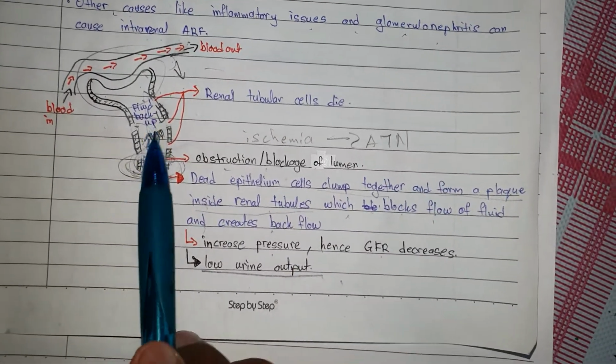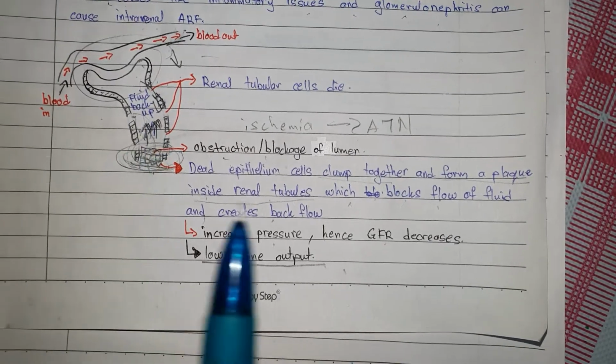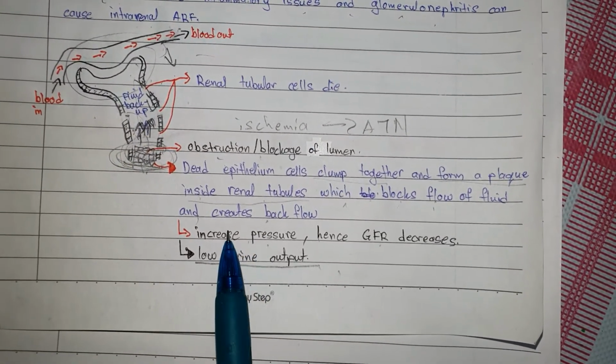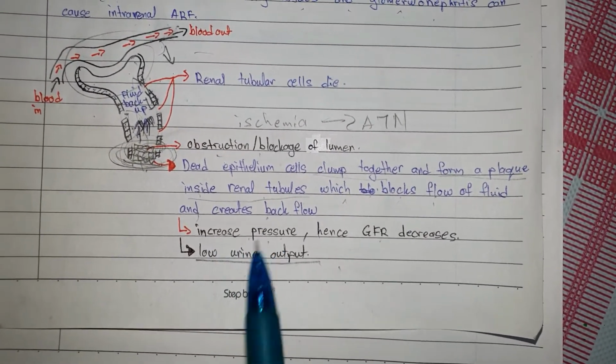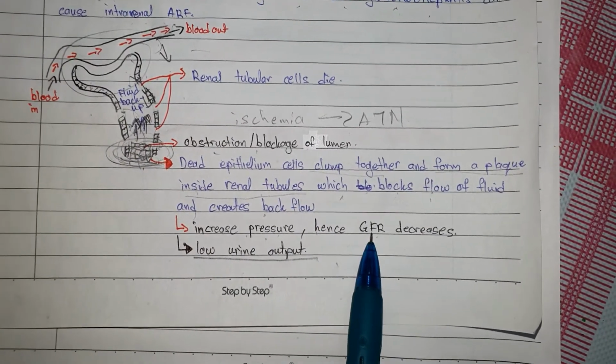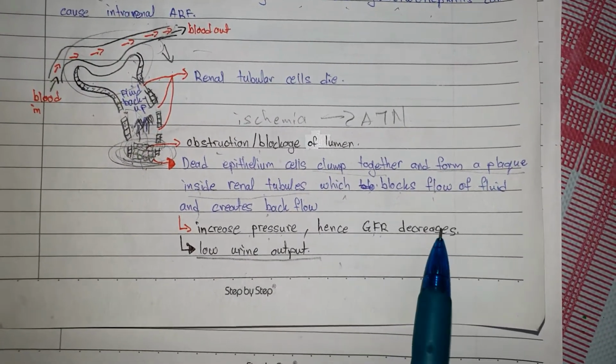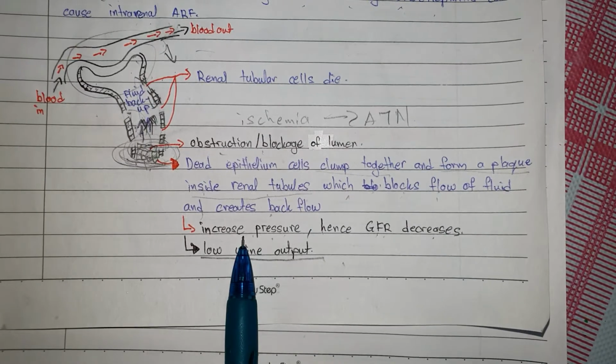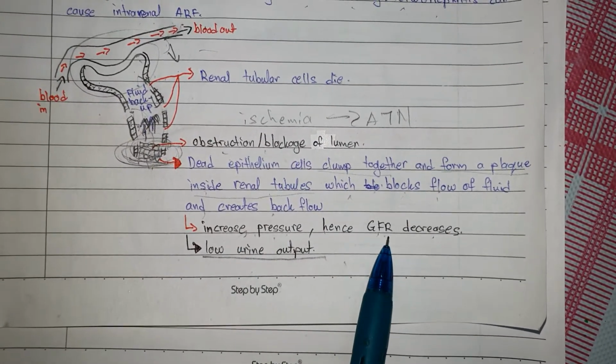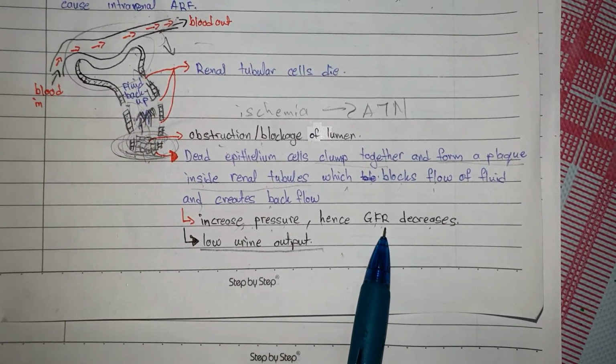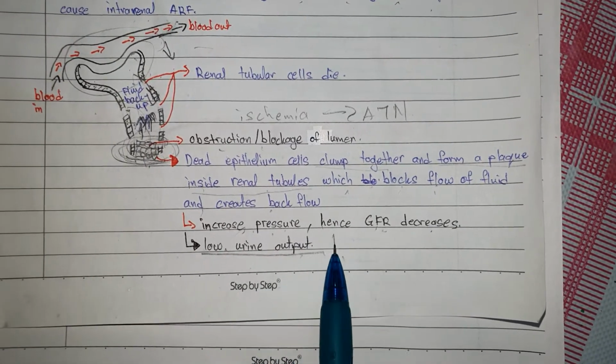Okay, whenever there is a backflow inside the nephrons, it will increase the pressure inside the nephron and reduce the glomerular filtration rate. So if there is an increase in pressure and a reduced glomerular filtration rate, the urine output will be very low.